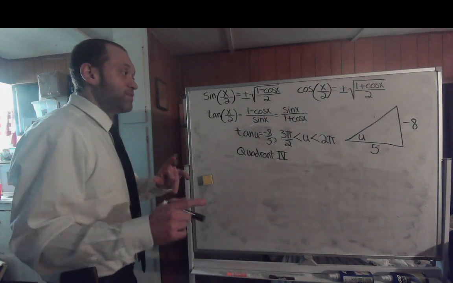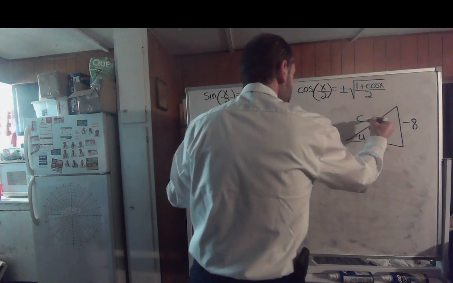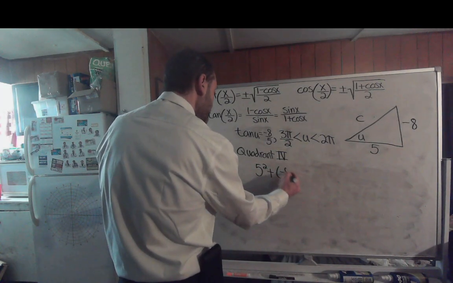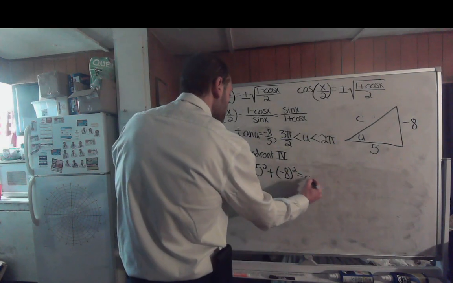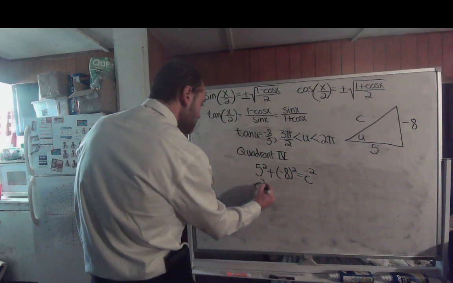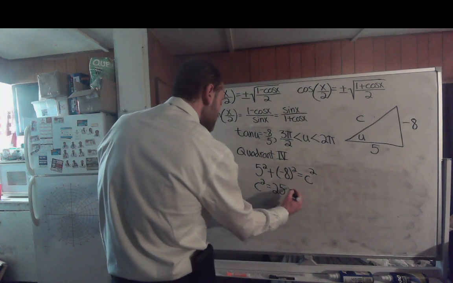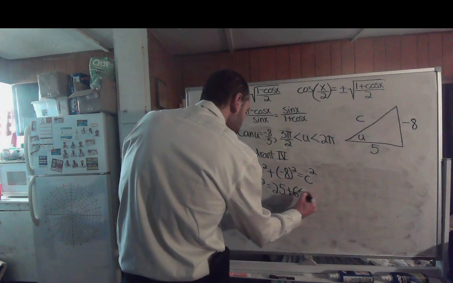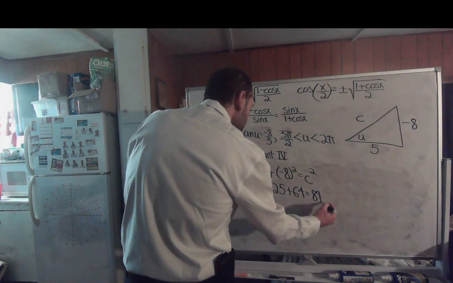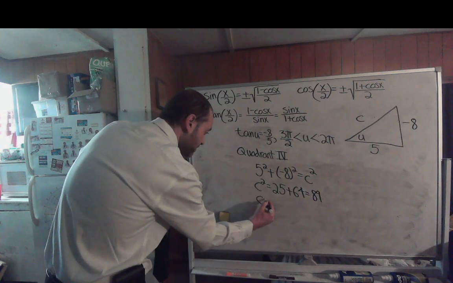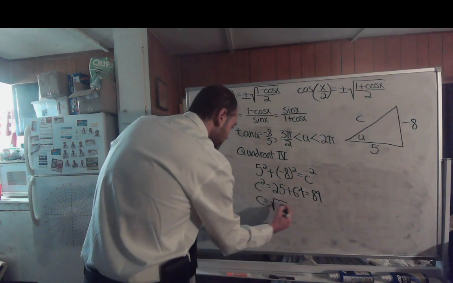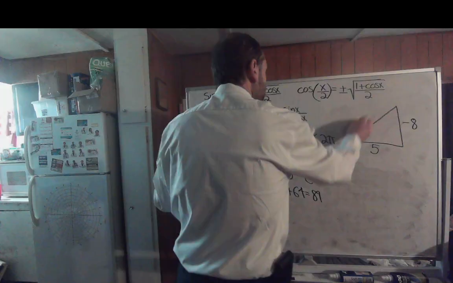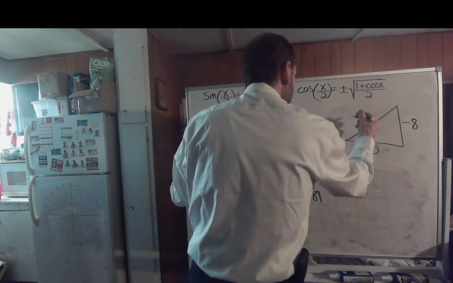Now, before we go any further, let's find the length of the hypotenuse. So let's take 5 squared plus that negative 8 squared, set it equal to c squared. So that means c squared equals 25 plus 64, not 69, which would be 89. And the hypotenuse is always positive, so you would get c equals the square root of 89. So now we just found the hypotenuse to be the square root of 89.